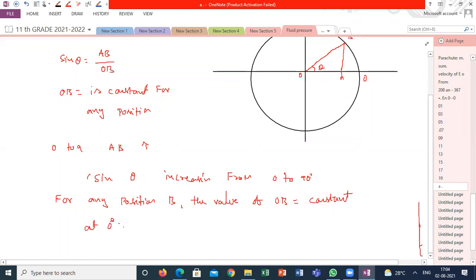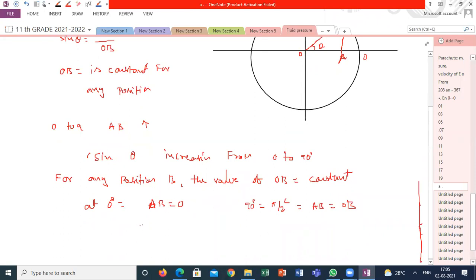At 0 degrees, AB is 0. Again at 90 degrees, that is at pi by 2 radians, AB is at its maximum length, which is equal to OB. And again, at pi radians, AB is equal to 0. At 270 degrees, that is 3 pi by 2 radians, AB is equal to OB in the negative direction, and at 2 pi, AB is equal to 0.